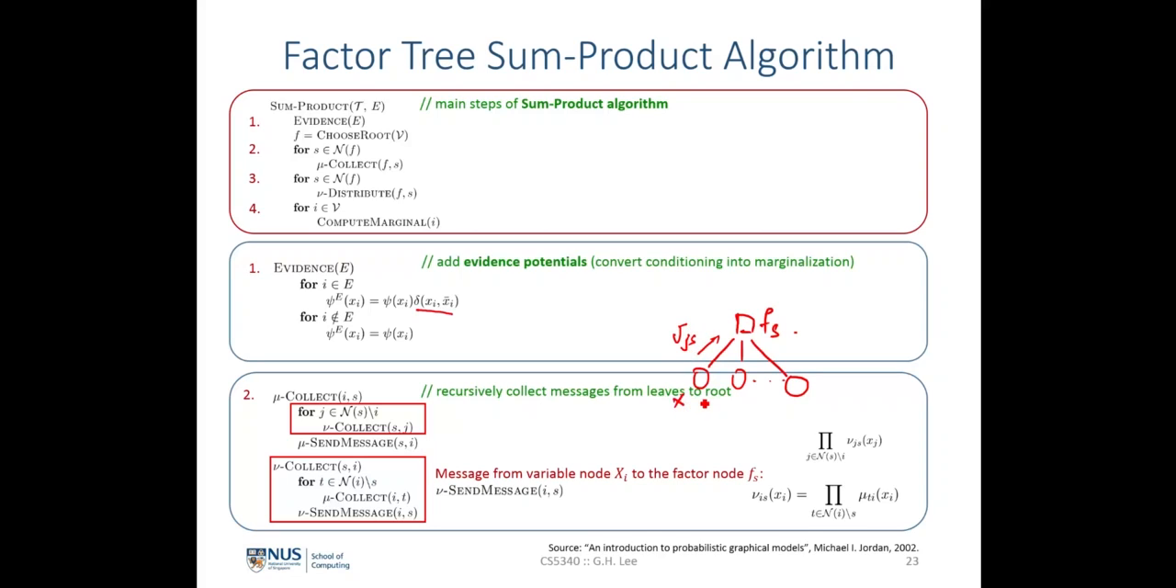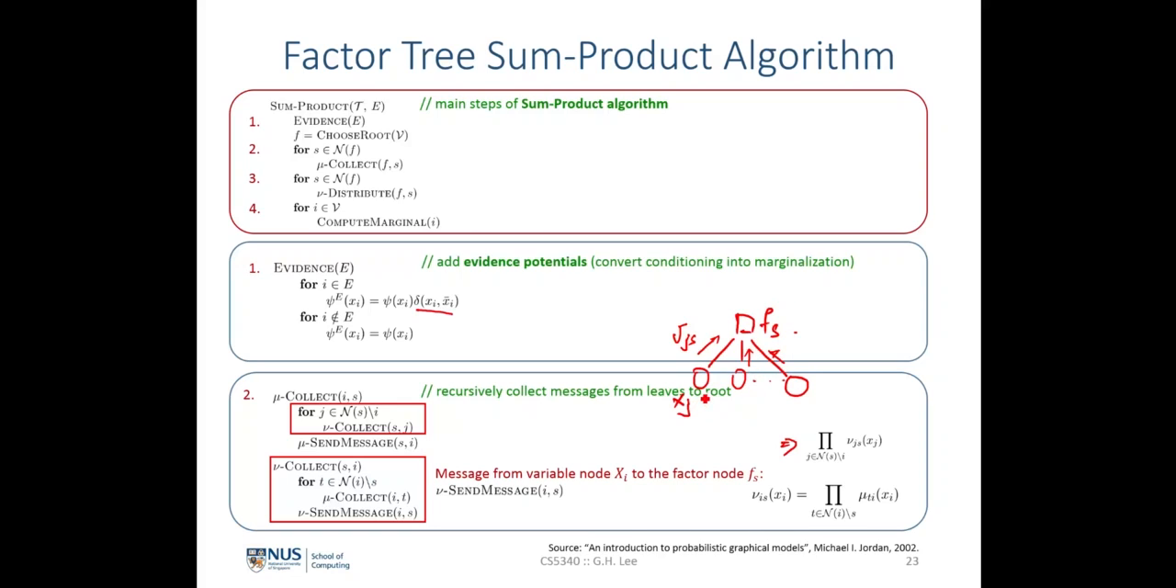Suppose that these are the random variable nodes of xj, and we'll collect all the messages upwards from the one hierarchy level lower than fs towards fs, denoted by this equation over here. This would be a product of all the messages from the random variable xj towards fs. Note that xj here is one hierarchy level lower than fs in the factor tree that we have defined.